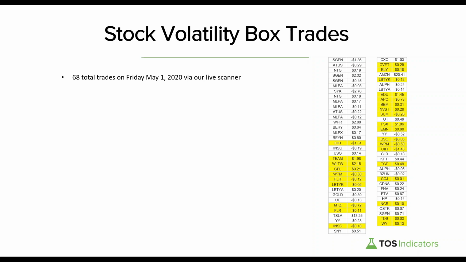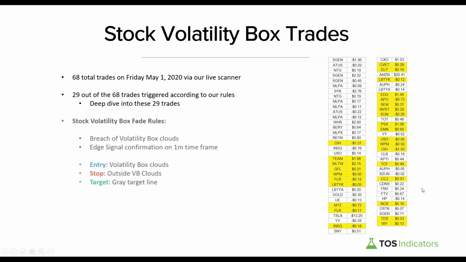Out of those 68 trades, a total of 29 actually triggered according to our rules, and those rules are the volatility box fade rules. That's where price hits our volatility box clouds, which I'll show you in just a second, and then we get our confirmation signal using the edge signal indicator on a 1-minute time frame. Once that happens, the trade is set, the trade is active, the trade is live, and our entry, stop, and targets are all predetermined using levels that we have ahead of time. So in this video, we'll deep dive into those 29 trades.